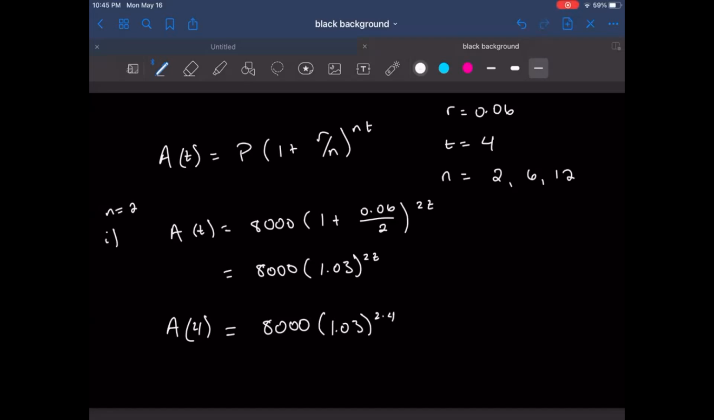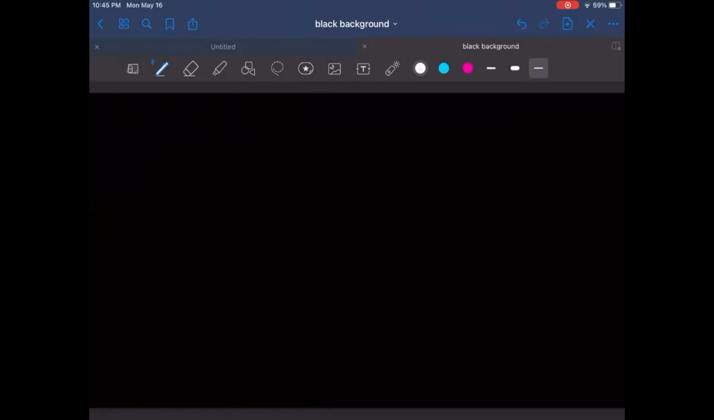Okay. So now, tell me what's the formula here for when it's compounded 6 times a year? Let's do it together. Okay, so A times T. A of T, not times. A of T. It's a function. A of T equals.